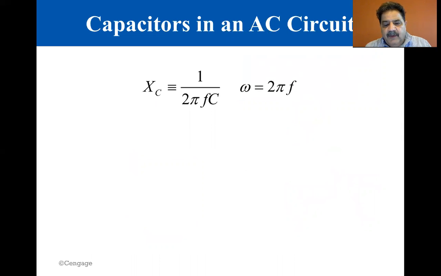Now, the impeding effect of a capacitor on the current in an AC circuit is expressed in terms of a factor called the capacitive reactance, defined as shown here. X sub C equals 1 over 2 pi f times the capacitance, where omega is equal to 2 pi f. So you can write this as X sub C equals 1 over omega C. When C is in farads and f is in hertz, the unit of capacitive reactance is the ohm.